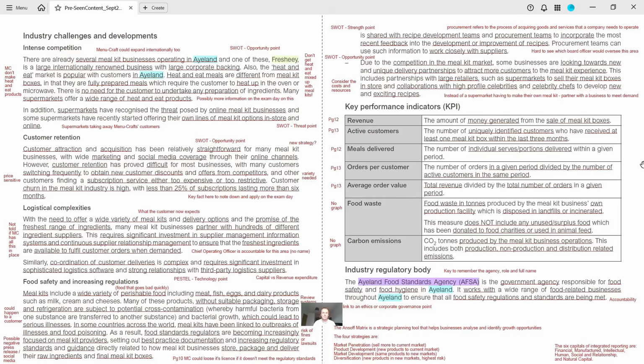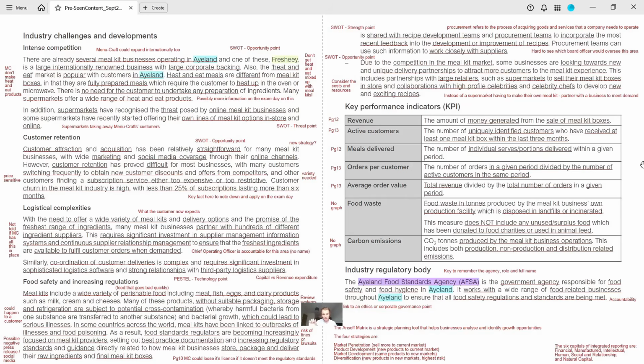This is where we're given the revenue, active customers, meals delivered, orders per customer, average order value, food waste, and carbon emissions. They all do what they say on the tin. This is a performance indicator, and I've put the pages on the side later on into the notes where we are given diagrams to analyze them.